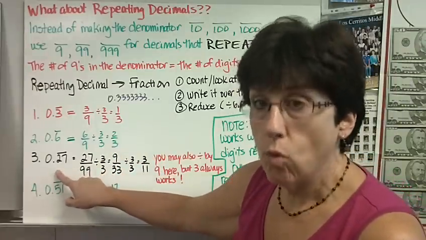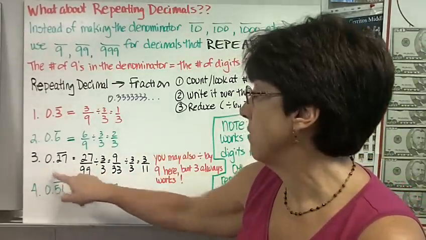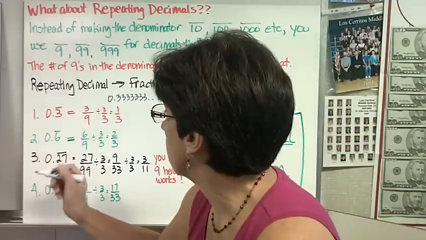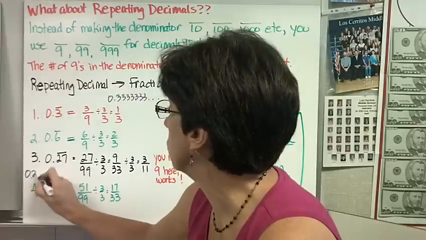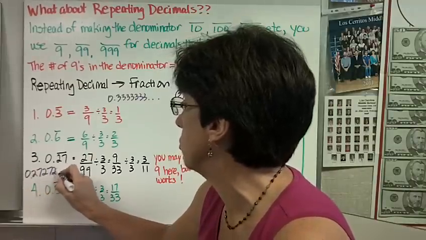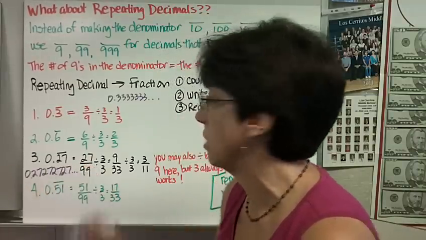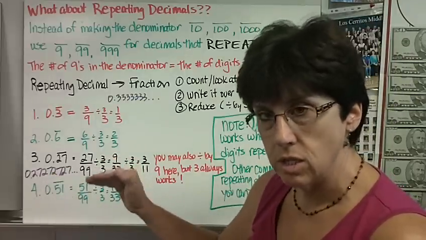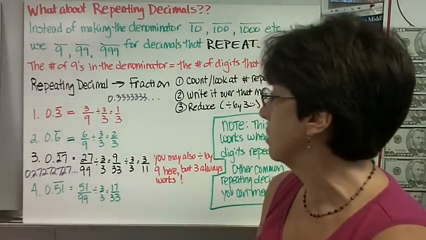What if we have more than one digit that repeats? What if we have 0.27 repeating? That would be 0.27272727, and it goes on forever, okay? But you don't need to do that. You just write the digits that repeat and put the line over the top.